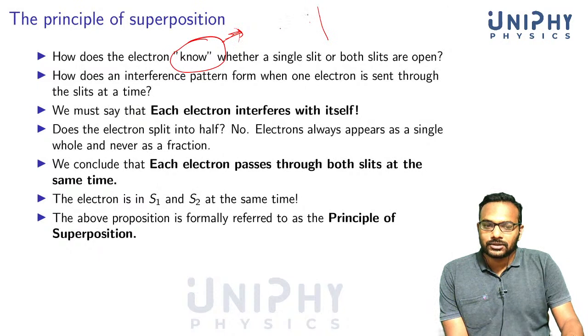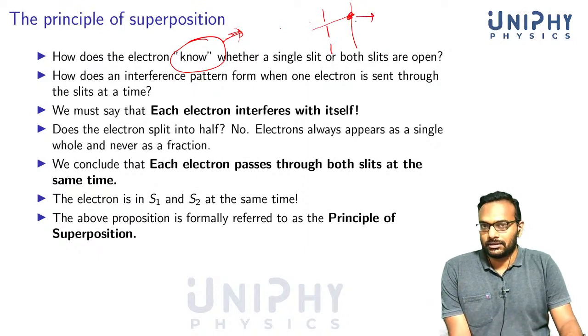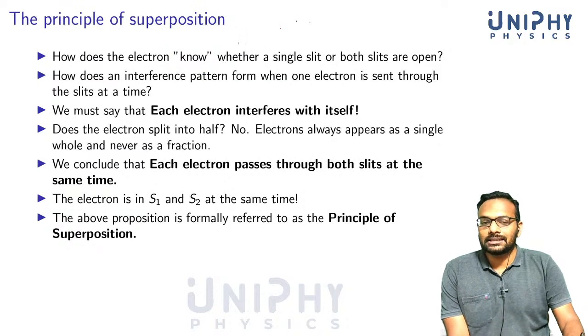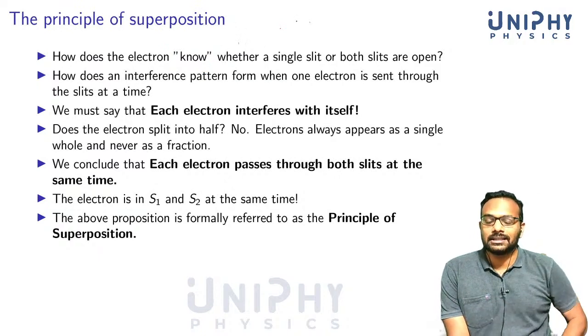Because if a single slit is open, the electron can fall here. But if both slits are open, the single electron never reaches here. That's what's happening. This is just an example. We have got the interference pattern. If we block one slit and only slit 1 is open, let's say the electron reaches this point. You do the same experiment with both slits open, and the electron never reaches here. There are points where the electrons reach, and points where electrons do not reach. So how does the electron know whether both slits are open or only one slit is open?